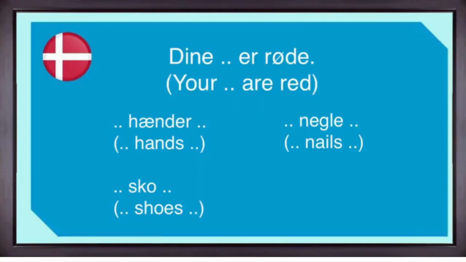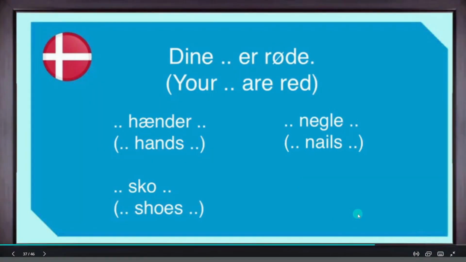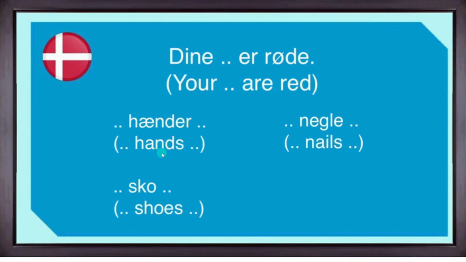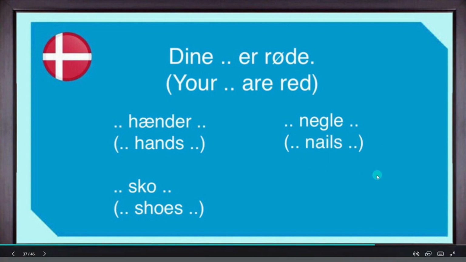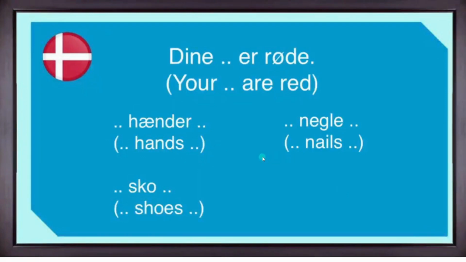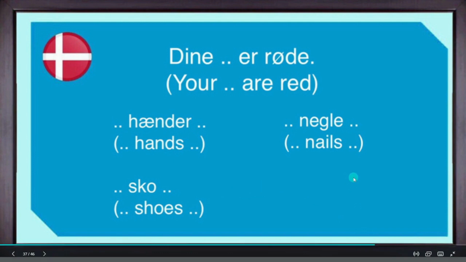Alright, next. Dine whatever er røde. Dine er røde. Your something something are red. Hænder. Hands. Sko. Shoes. Negle. Nails. Right? So dine, something that you have in plural and can be red, put it in here. Dine hænder er røde. Dine sko er røde. Dine negle er røde. Yeah, some of these are pretty weird when you think about them. But it's just for grammar exercise, kind of like Duolingo.